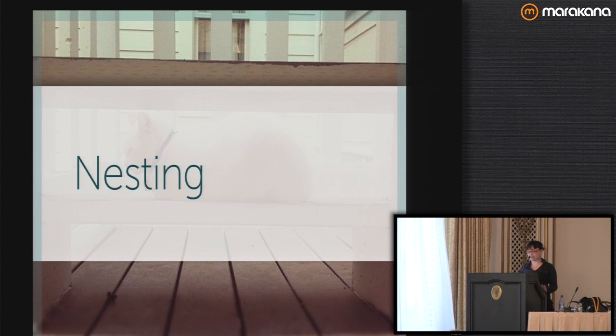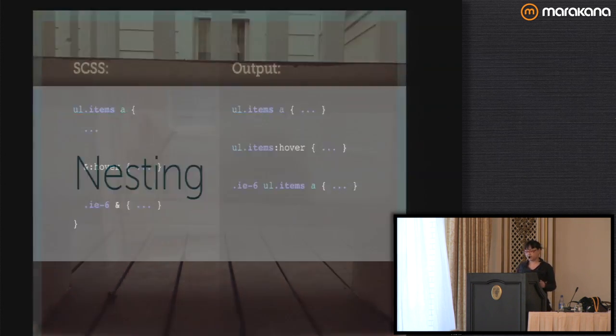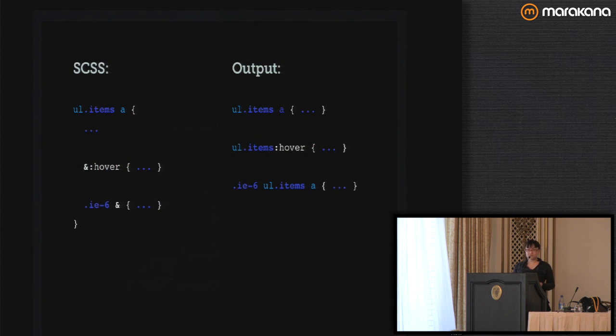This was actually one of the first things I started trying out when I first got into Sass, and it was nesting. I don't like writing things over and over again, and so if you look on the right, if you type an unordered list with a class of items, and you have an anchor, and then you're styling different types of that anchor, you tend to write that selector out over and over and over again. The nesting is really awesome because you just write it once.